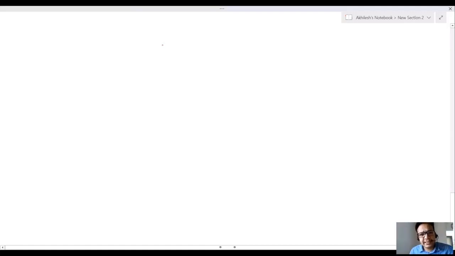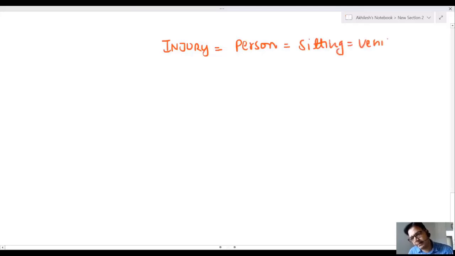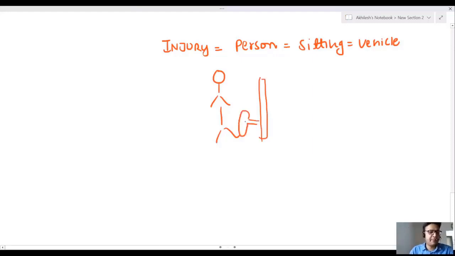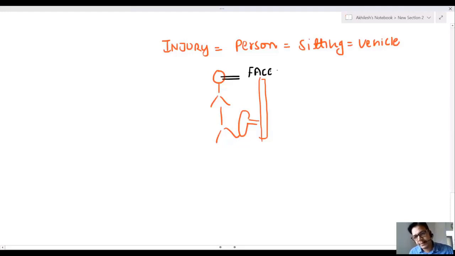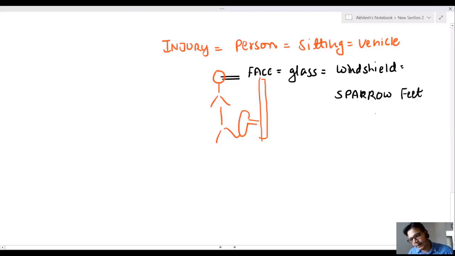Now, sir, injuries in a person sitting inside a vehicle who gets into an accident. See, this person is sitting inside a vehicle. This is the glass in front, this is the steering. What are the possible injuries? First injury: the face strikes the glass. This is known as windshield injury, and observe, this is known as sparrow feet mark. Windshield injury causes sparrow feet marks.